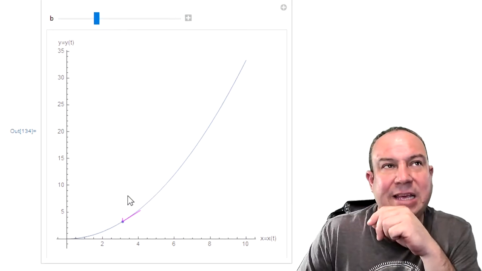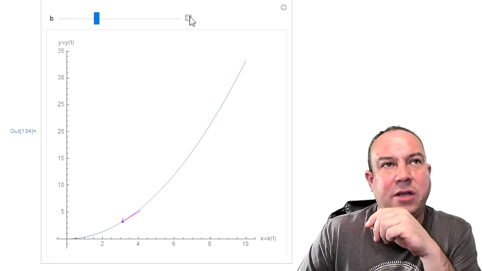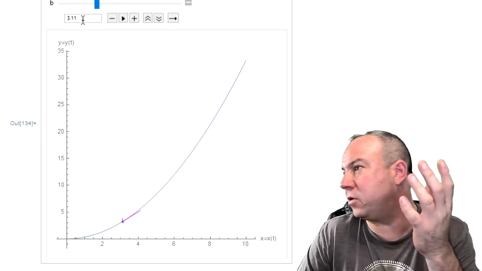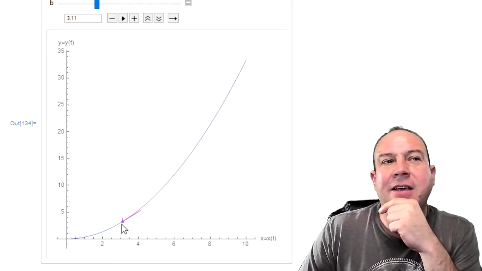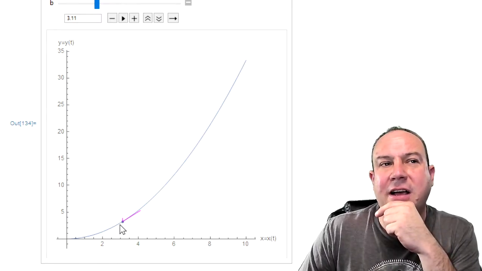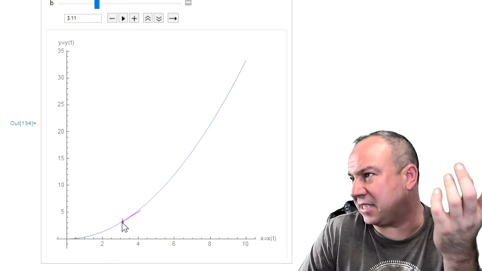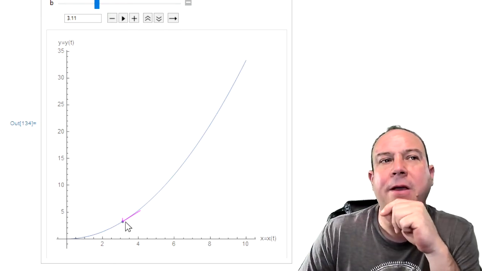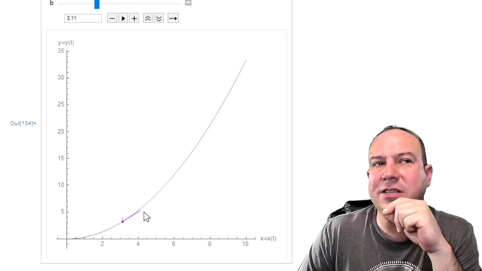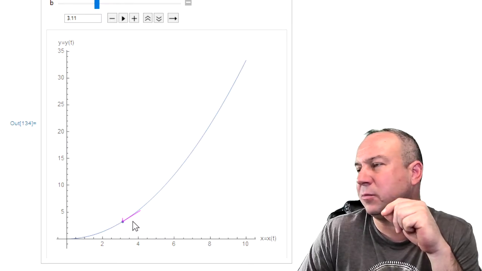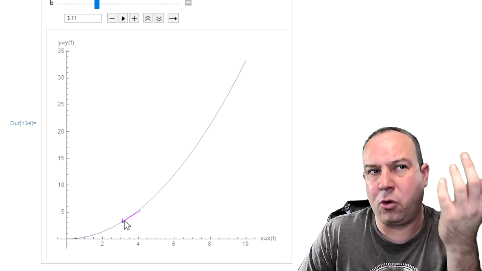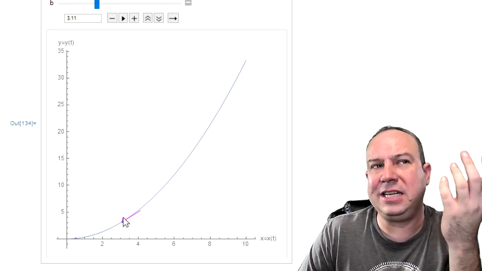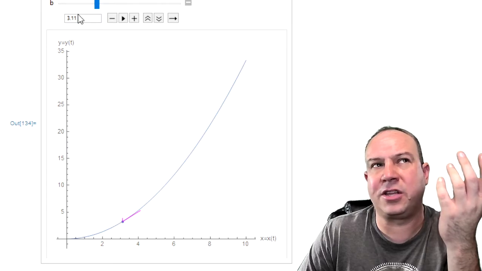Here we are at a point in time a little over 3 seconds. Here is our acceleration vector, which is constant, right? We had constant acceleration here, where our velocity vector has gotten quite large in comparison because we are speeding up more and more, with more and more of this acceleration vector pointing in the direction of the velocity.